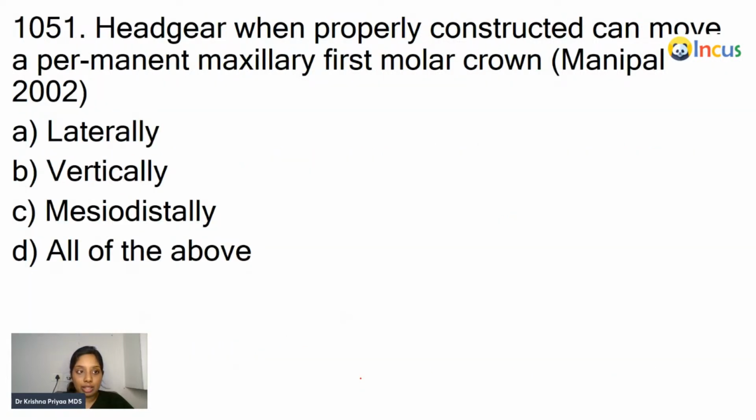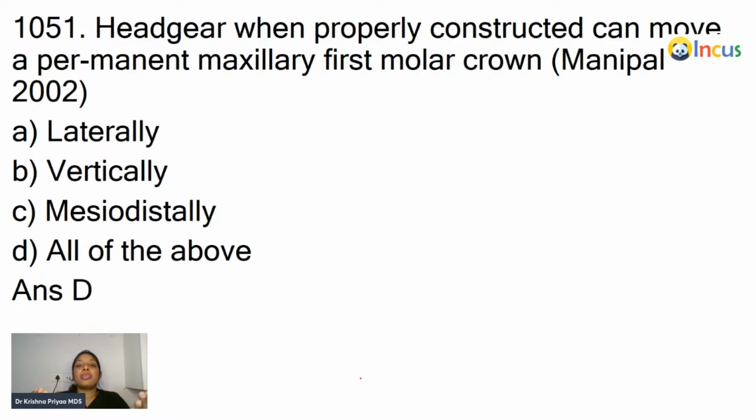Headgear, when properly constructed, can move a permanent maxillary first molar crown. Yes, we were just talking about how it can distalize molars properly. In what direction is what the question is. Laterally, vertically, mesiodistally, or all of the above. All of the above, because one of the side effects of headgear while distal movement is happening is that obviously it is going to extrude. So there is a lateral movement, vertical movement, and mesiodistal movement. Mesiodistal is distalization, vertical is extrusion.